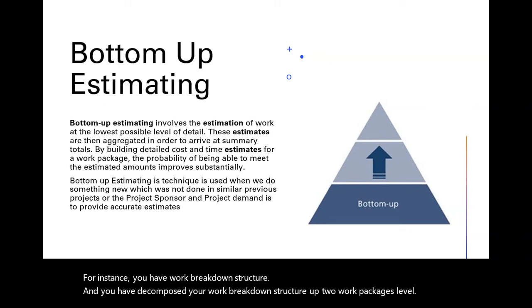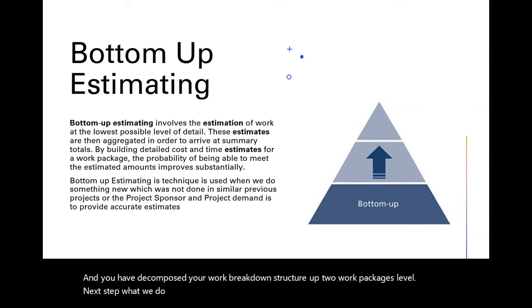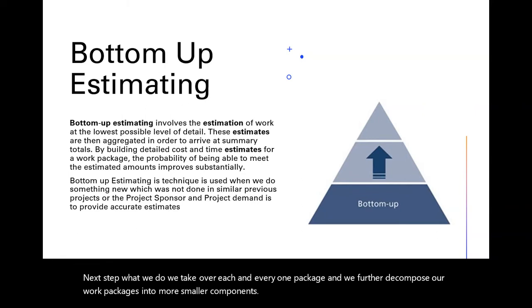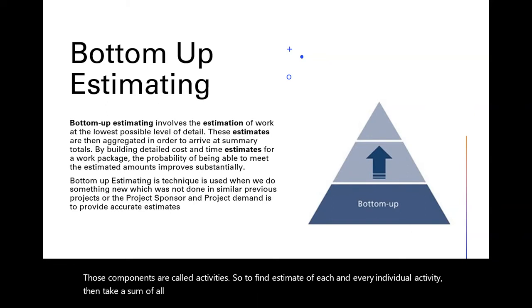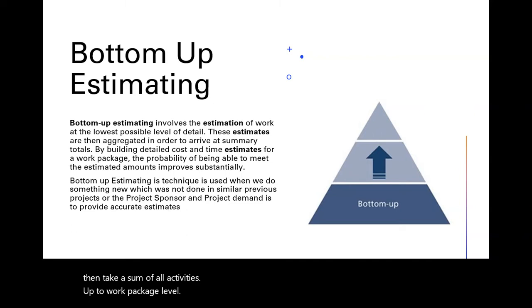Next step, we take each and every work package and further decompose it into smaller components. Those components are called activities. We find the estimate of each individual activity, then take the sum of all activities up to the work package level, and then you can find the total estimate for the work package to complete. That is called bottom up estimating.